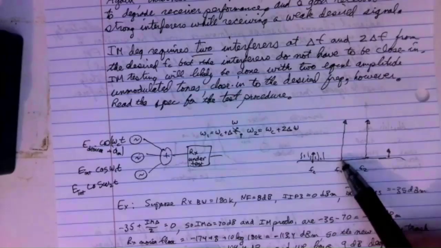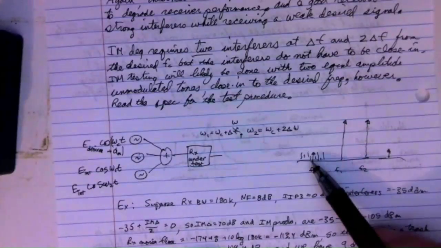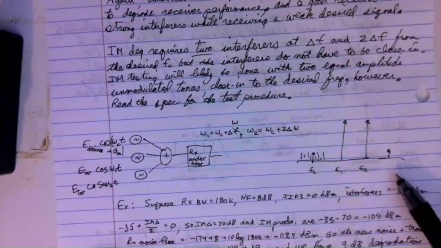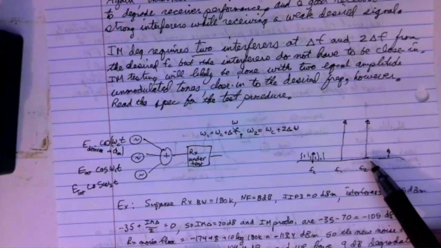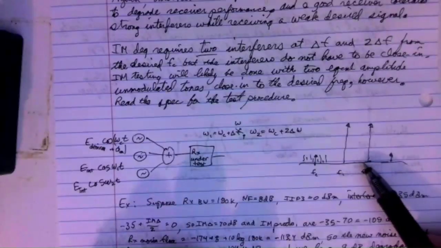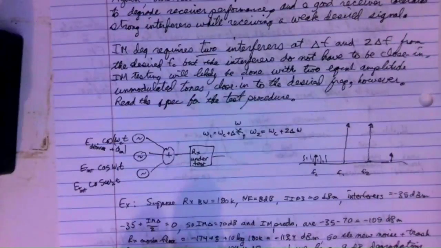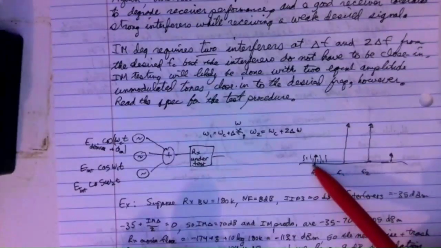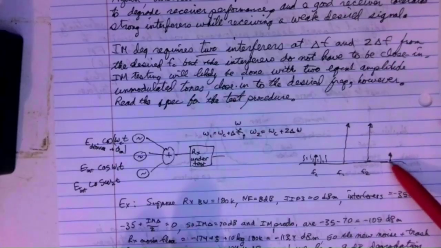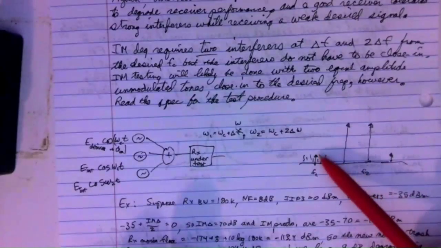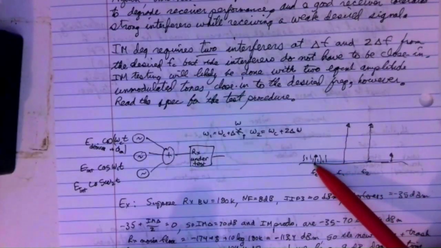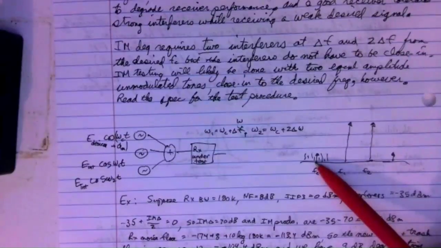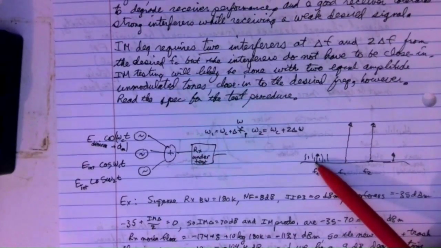Then you have one interferer on the high side at some delta f spacing, and then the second interferer at another delta f away from the first one. And then the IM products, the third order IM products, are one of them here and the other one here. This one doesn't do any damage. This is the one that lands right in the center of our desired receive, and you can't filter it out.